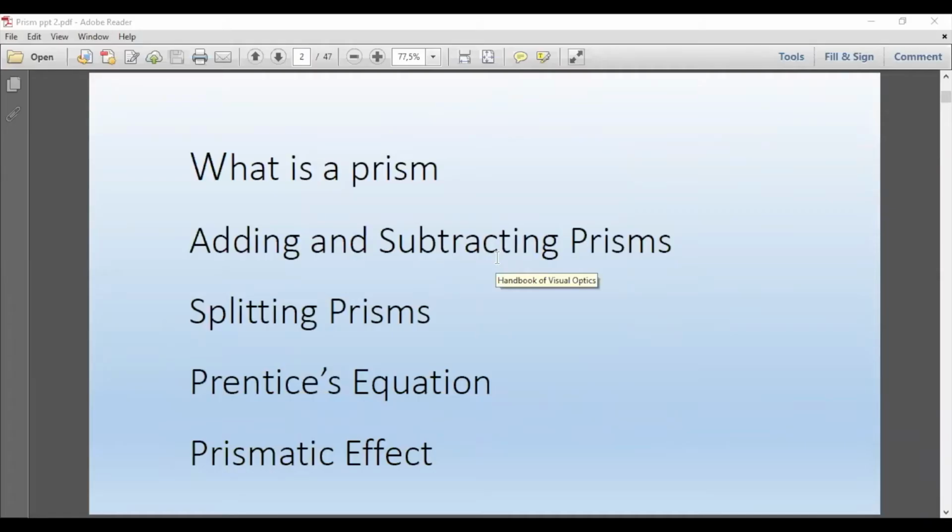Okay, what we're going to discuss in this talk tonight: what is a prism, adding and subtracting prisms, splitting prisms, Prentice's equation, and prismatic effect.